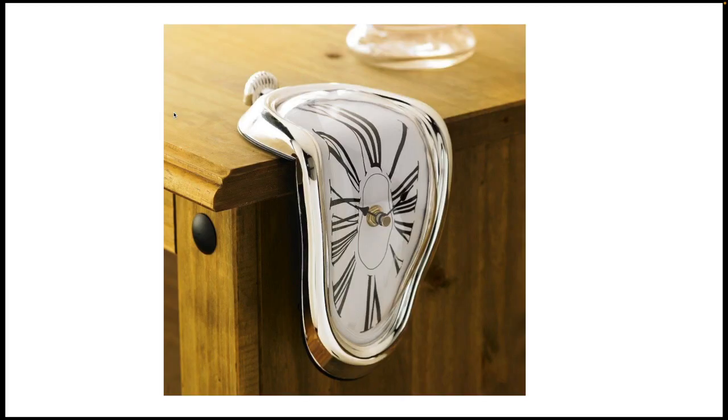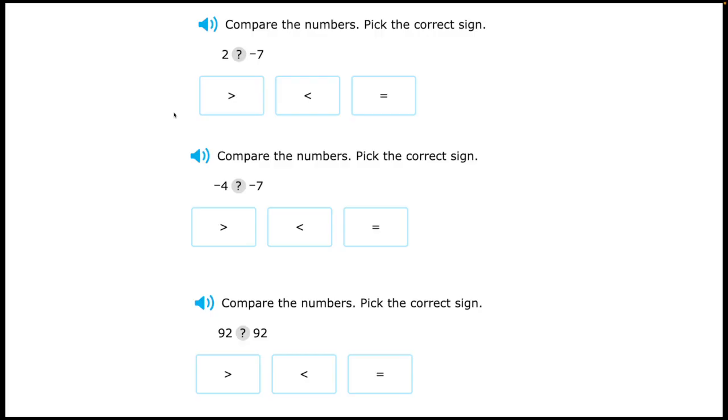Here's our cool clock for today, which means that it's time for you to practice what you just learned. Go ahead and pause the video and try these 3 problems that are up on the screen, and when you're ready to check your answers, you can go ahead and unpause the video.